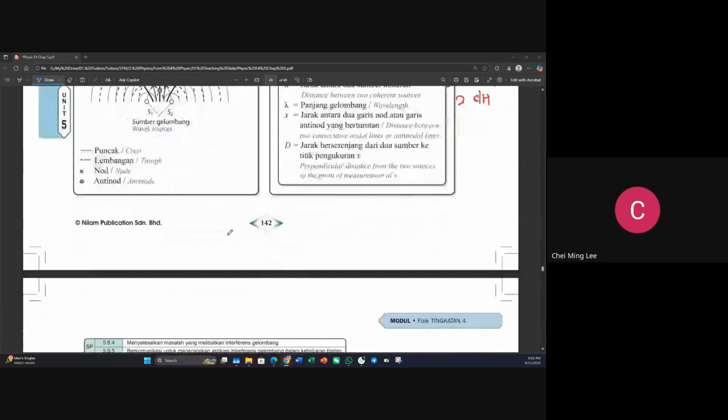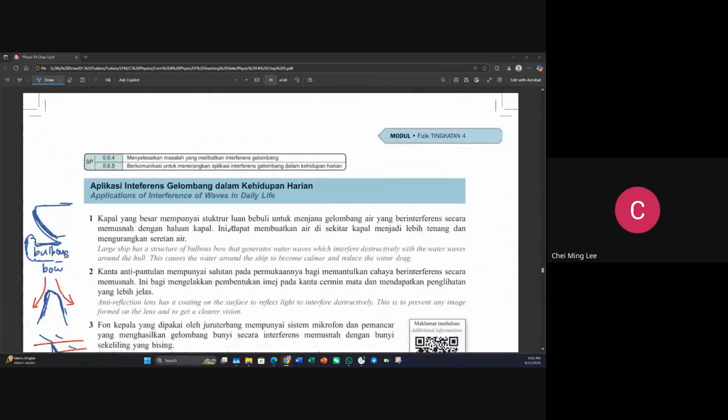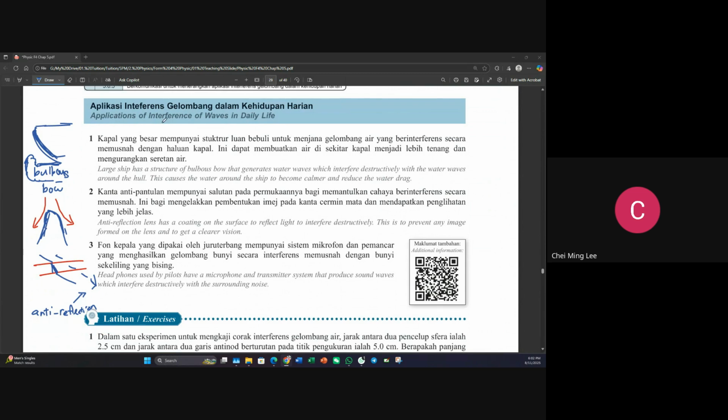Done? All right then. So let's see the applications of this interference of waves in daily life. For example, a large ship has a structure called a bulbous bow, which generates water waves that interfere destructively with the water waves around the hull. So this is the hull, and the bulbous bow looks like this. This will cause the water around the ship to become calmer and reduce the water drag.